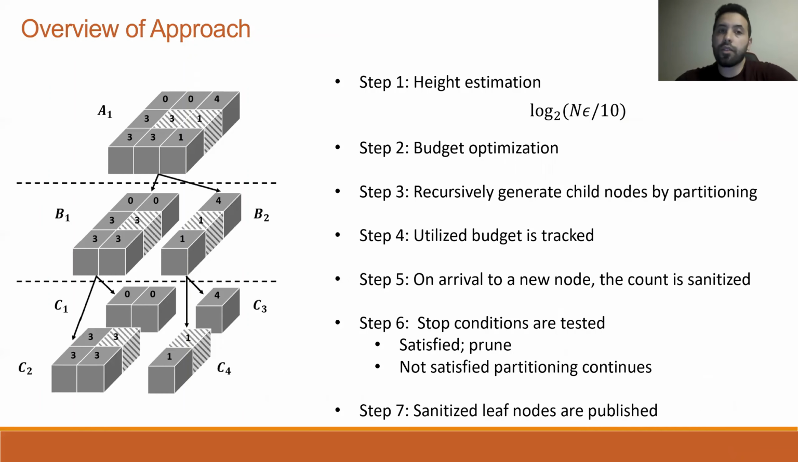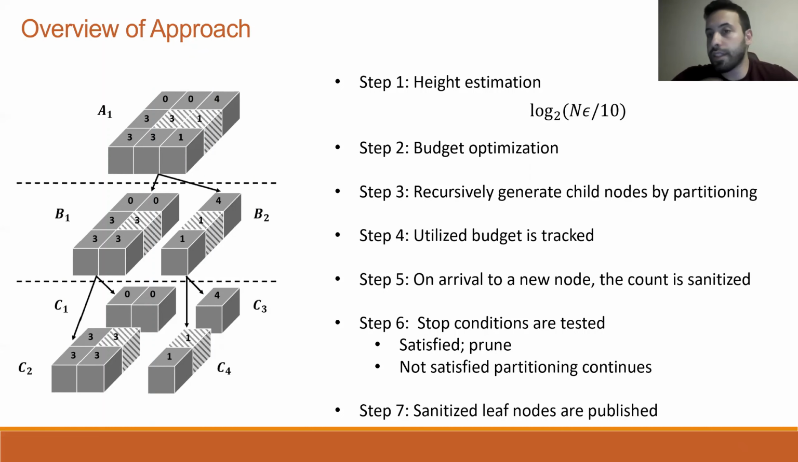Okay, here I go through the general setup of our framework, HDF. Starting with the original histogram, represented here by A1, we use a small amount of budget to sanitize the total count and get an estimate of the height of the tree. Once we have the estimate, we are able to optimize the amount of budget allocated to different levels of the tree. This is done for both the sanitization and partitioning parts. Then we recursively generate the child nodes.